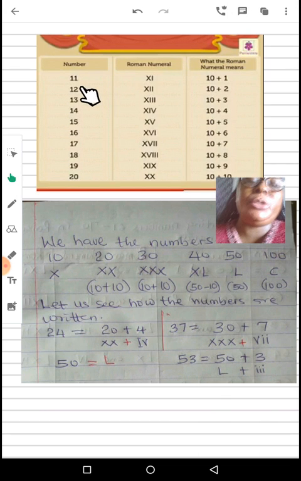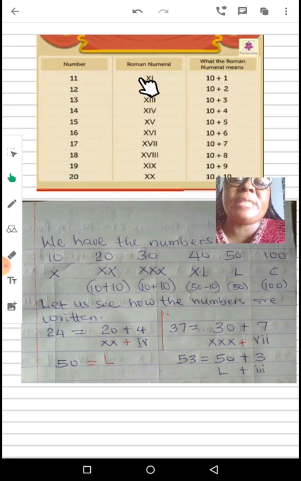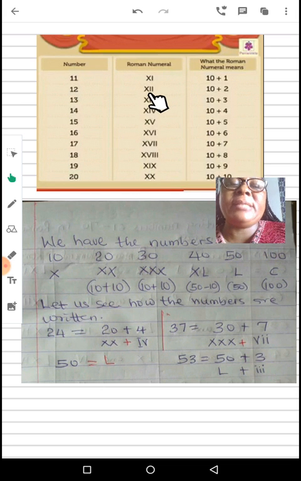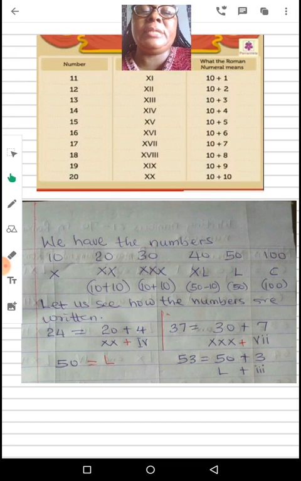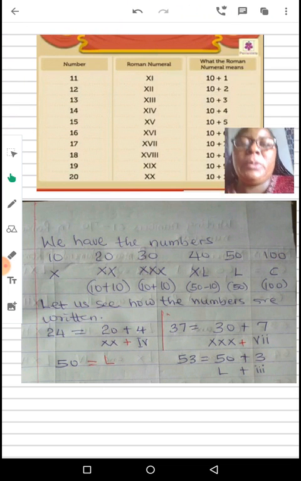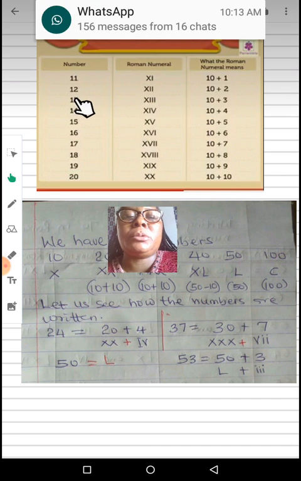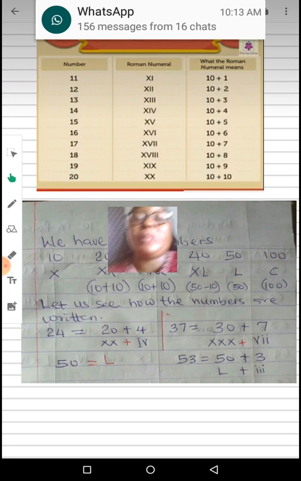So we continue. 11 should now be X plus I. That is why we say 11 is XI. That's 10 plus 1. And 12 is what again? Our 12 is 10 plus 2. That is XII. And 13 is X plus III. That is 10 plus 3.